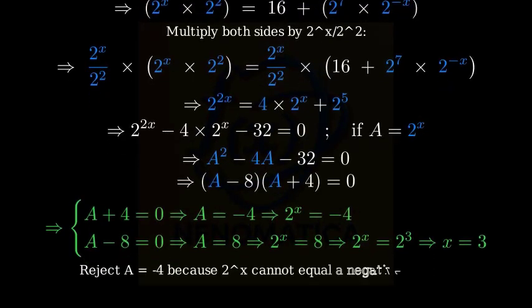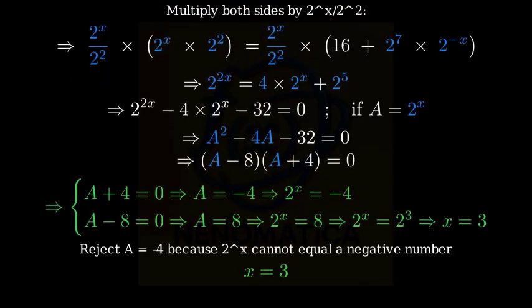Notice that in the first case, we get 2 to the power of x equals negative 4. Since 2 raised to any power is always positive, this solution is impossible. So we reject this value. Therefore, our only valid solution is from the second case, where we have 2 to the power of x equals 8, which gives us 2 to the power of x equals 2 cubed. Comparing exponents, we get x equals 3.